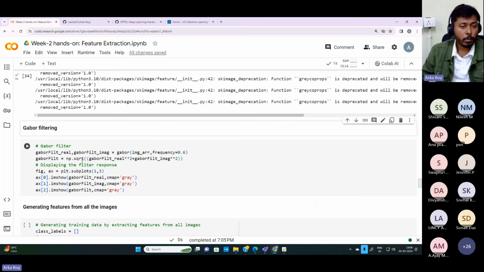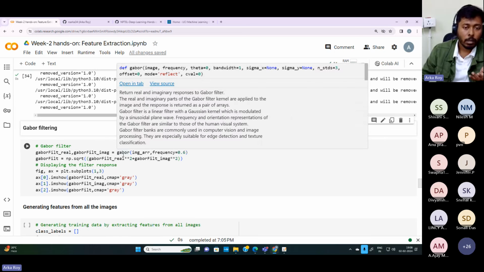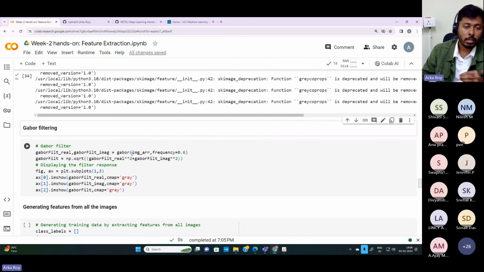So over here we have also written the same, that is the Gabor filter output will be real and the Gabor filter output will be imaginary. And there is a function again, Gabor. I am just calling that Gabor function. What I have to insert is basically the image that I want to extract the features from. And then there is a frequency term.